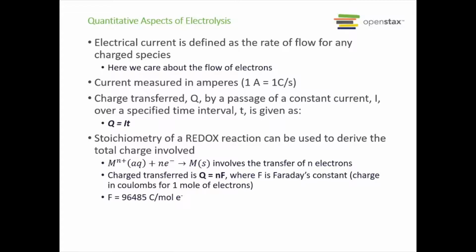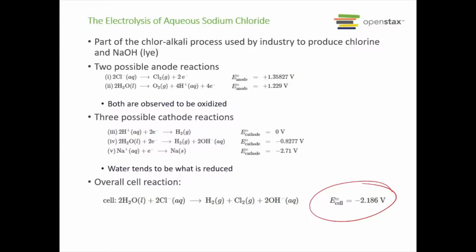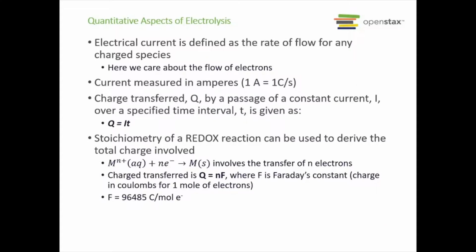So you have your balanced reaction, and you see, okay, in this reaction, there's N electrons being transferred. So the actual amount of charge being transferred, that Q for the charge transferred, is equal to N, the amount of electrons transferred, times F, which is Faraday's constant that we talked about earlier, which is equal to 96,485 coulombs per mole of electrons. So those are some other units for Faraday's constant. That's the same thing.